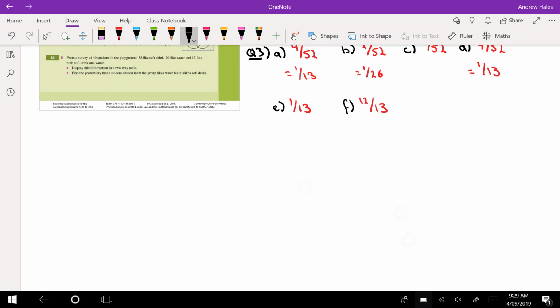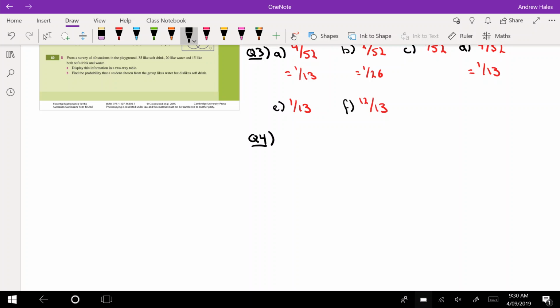Question 4. From a class of 50 students, 32 enjoy tennis and 20 enjoy squash. If 3 students enjoy both sports, display this information in a Venn diagram and a two-way table.